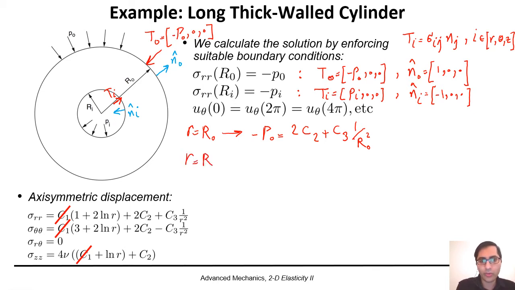For R equal to RI, sigma RR at R equal to RI is equal to minus PI, and substituting R equal to RI in the relation for sigma RR, we get 2C2 plus C3 multiplied by 1 divided by RI to the power of 2. Okay, let's subtract these two equations.